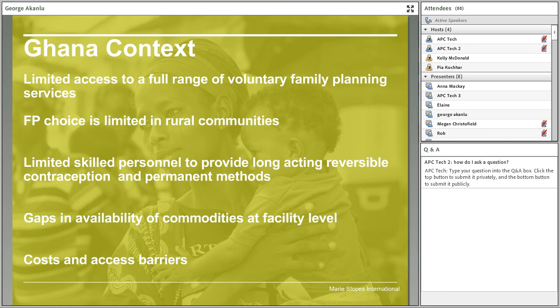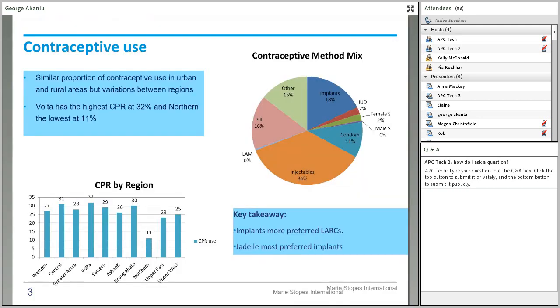There are also gaps sometimes in commodity availability at the facility level, not because the commodities are not available, but because there's a problem with the supply chain management, that there are instances where the commodities are stuck either at the regional level or at the district level and not getting to the facilities where they are needed. And family planning is still not free in Ghana, and therefore cost is still a barrier.